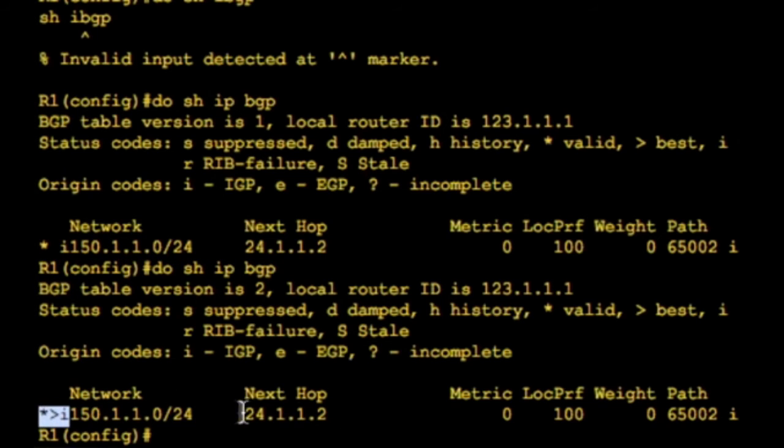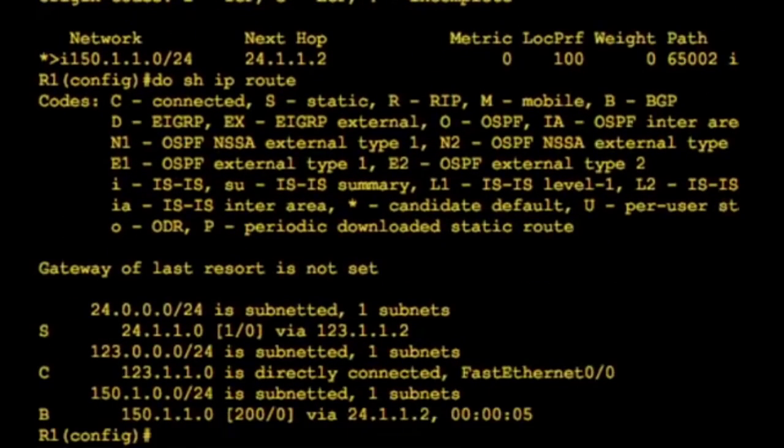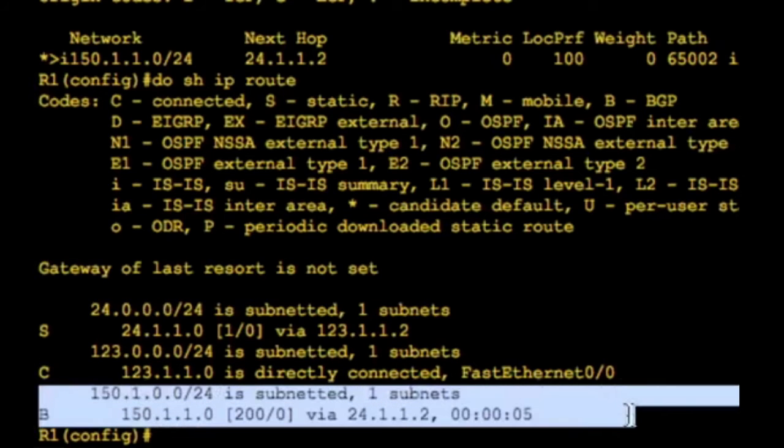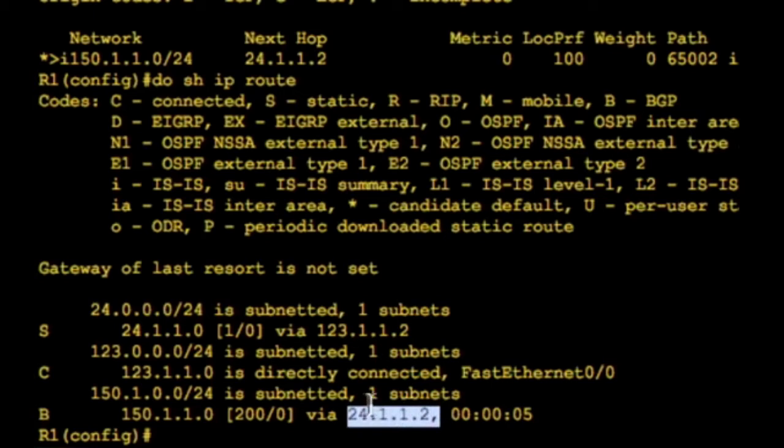So we know how to get to 24.112 now because of the static route we put in, and so now it's in the routing table. Let's just check that. See, it's in the routing table, and it is. So then you can see there's the full routing table. You can see the static route we put in to get to the next hop, and we can see the route learned via that next hop there. Okay, so that's just two ways to do it.